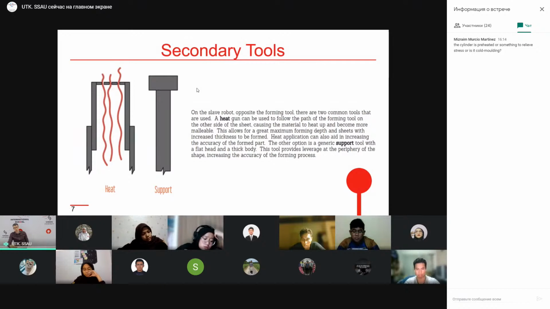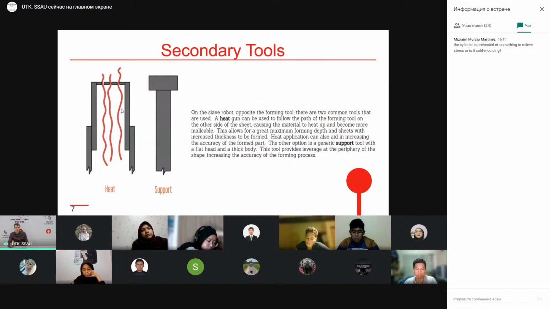What about the secondary or supporting tool? In these cases, there are two options. The first one is the support tool, and previously I have shown you how it can be used and how it helps us to increase the accuracy of the part. But also we can use a heat gun, for example.